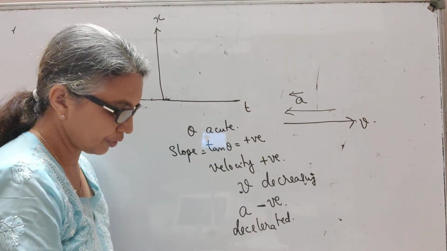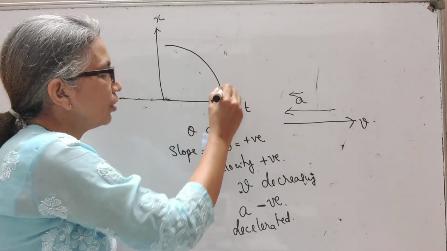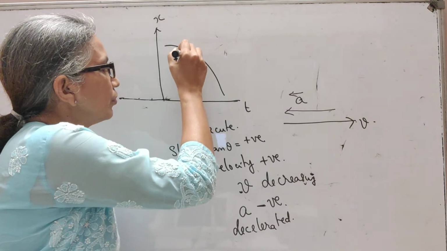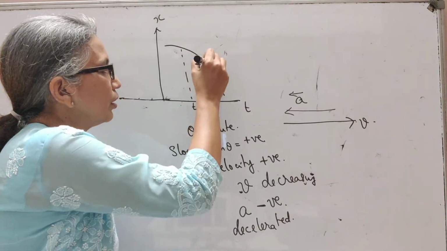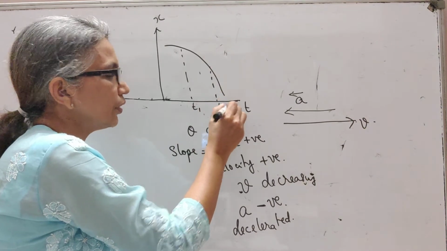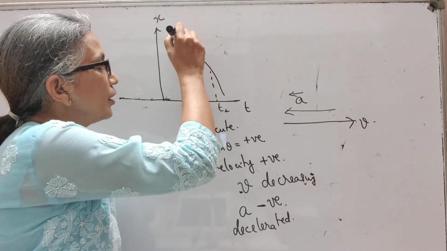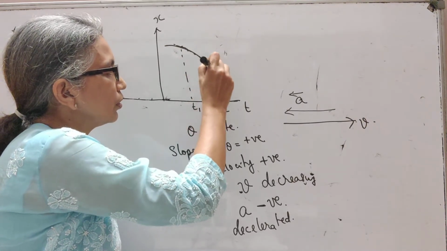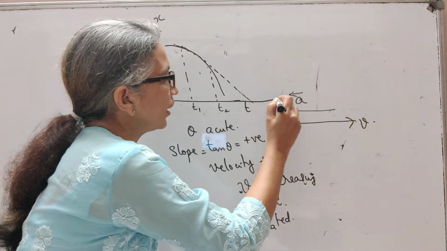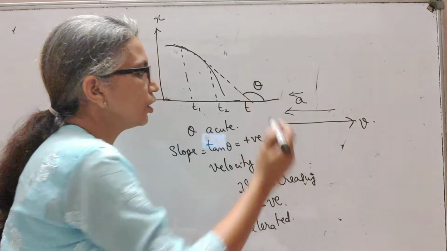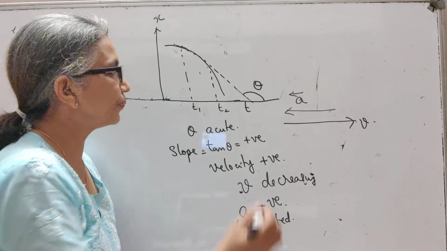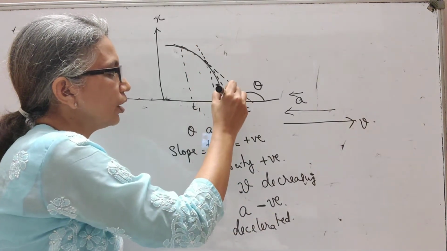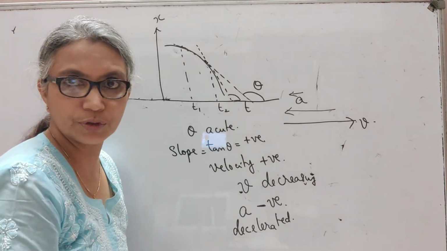We have the shape of the graph like this. I'm going to draw another curve, a parabola. This is the first time interval T1, and let's take this as the next time interval T2. At this point, if I draw the tangent, the angle that the tangent makes with the x-axis, you will now see is obtuse. Here at T2, this is the tangent drawn. That also makes an angle theta which is obtuse.